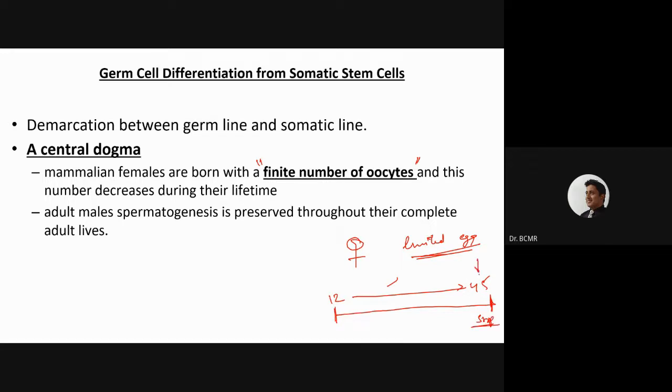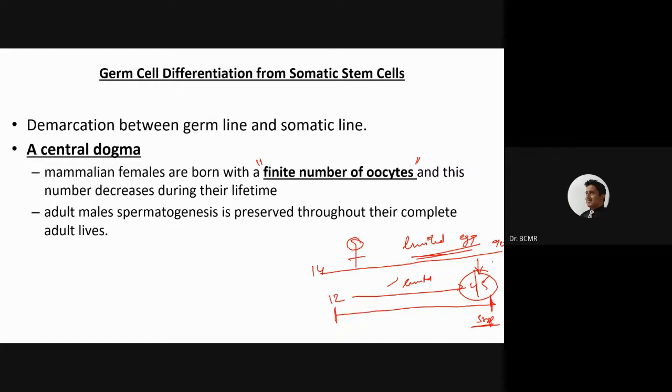Why should it stop here? Why not give until lifelong? Because if you look at the male, spermatogenesis occurs from about 14 or so until the person is alive, almost till 90 years also. So what they think is the central dogma in this case is that females are born with a limited number of eggs. Once they are exhausted, there is no more production of oocytes. That is what they think.